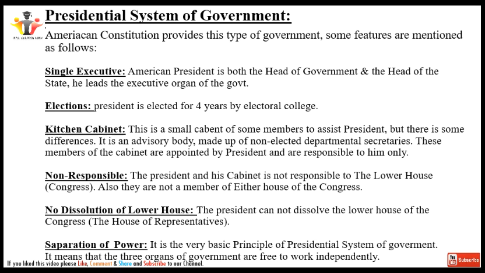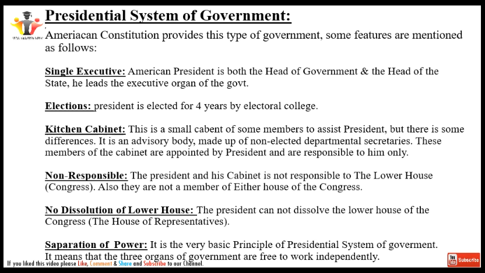The election of the president is held every 4 years by the electoral college. Kitchen cabinet. There is a small cabinet of some members to assist the president, and it is an advisory body. It is made up of non-elected departmental secretaries, and the members are appointed by the president and are responsible to him, not to any house.